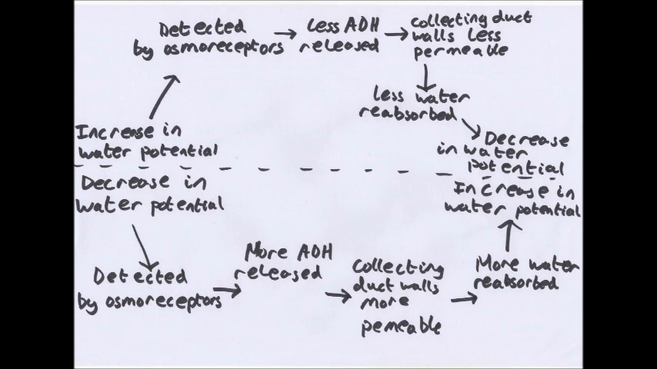So you have an increase in water potential detected by osmoreceptors. Less ADH is released because an increase in water potential means it is less negative, so there's more water. Then the collecting duct walls become less permeable because the vesicles fold in on themselves, less water is reabsorbed, and there's a decrease in water potential. If there's a decrease in water potential, it's detected by osmoreceptors, more ADH is released, the collecting duct walls become more permeable by forming more vesicle channels, more water is reabsorbed, and the water potential is increased.